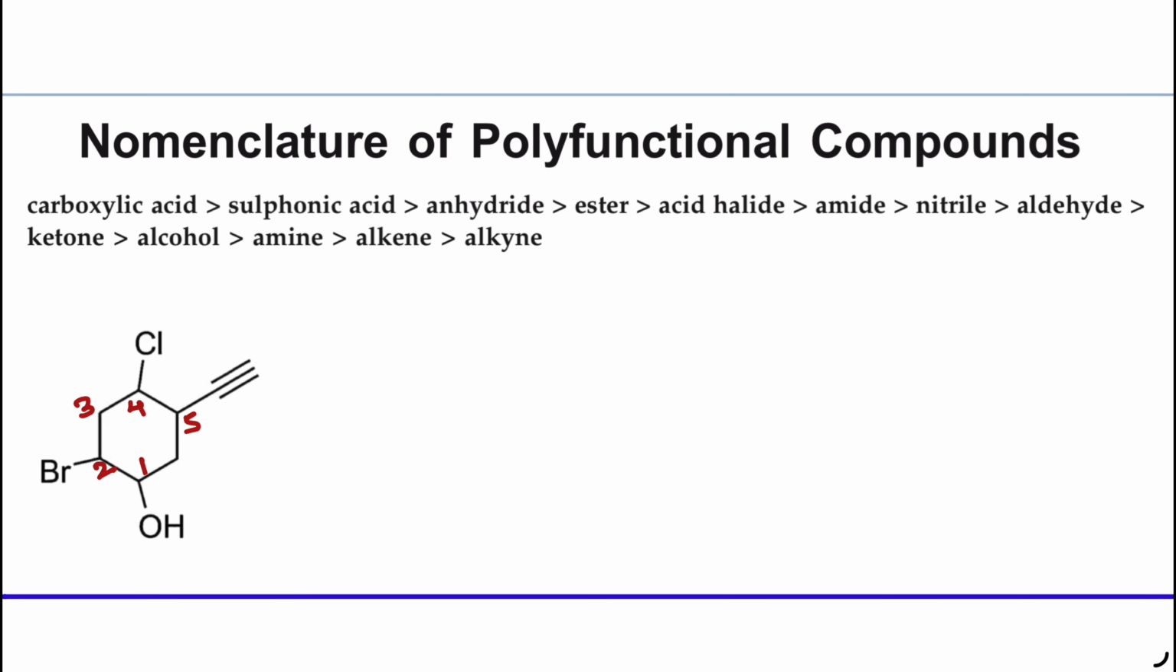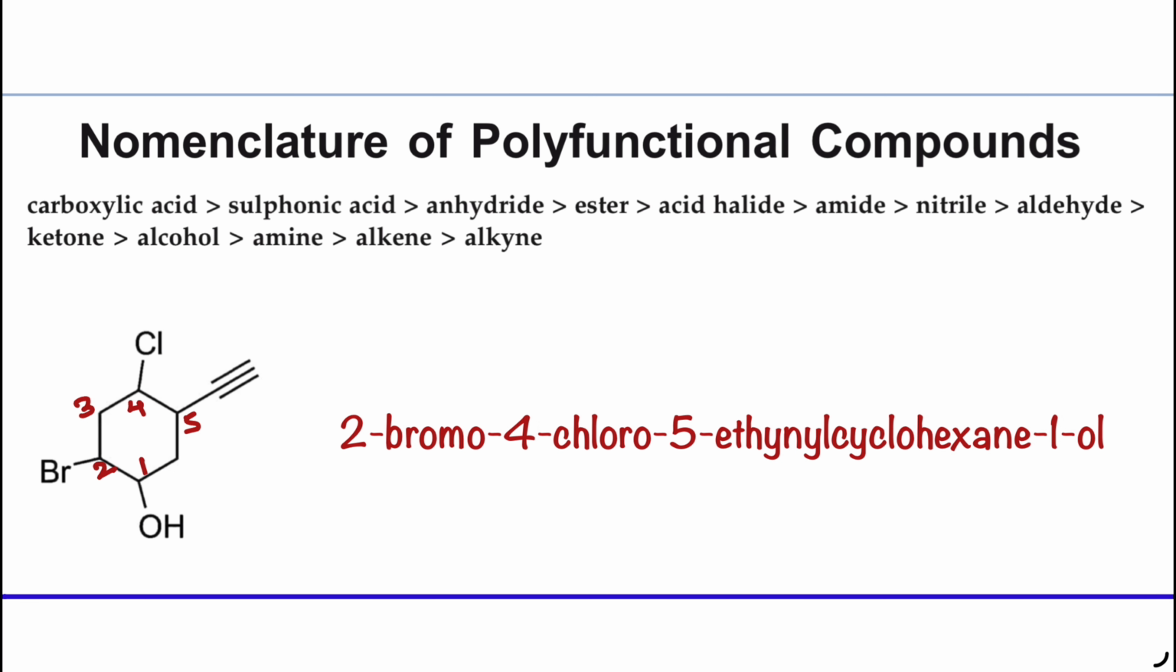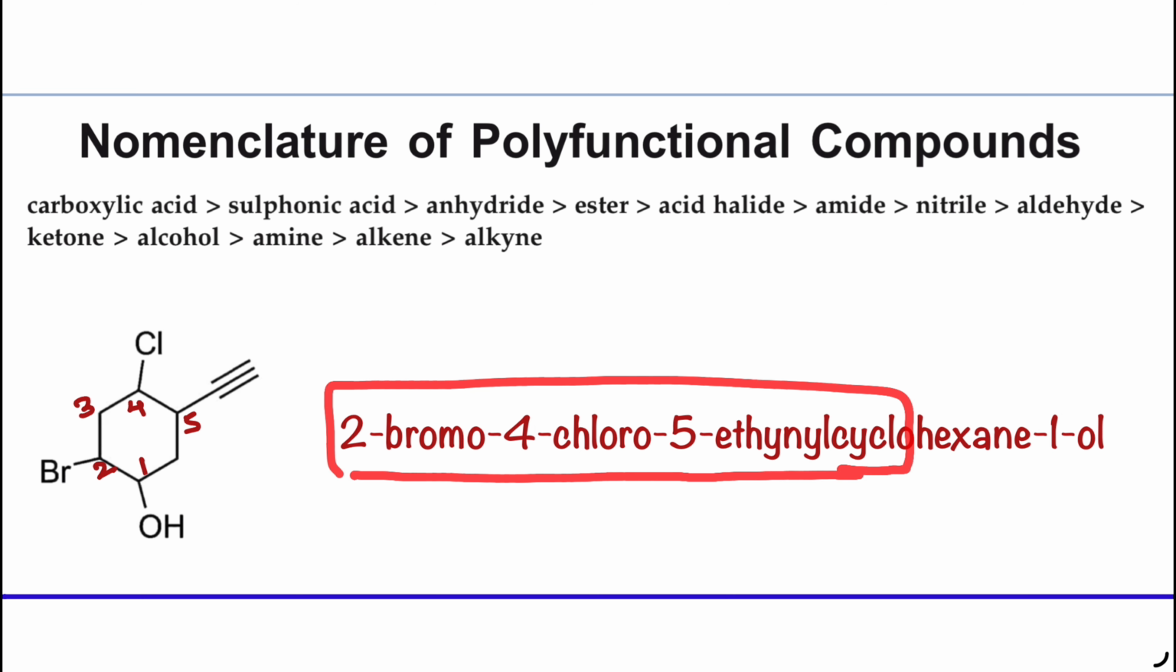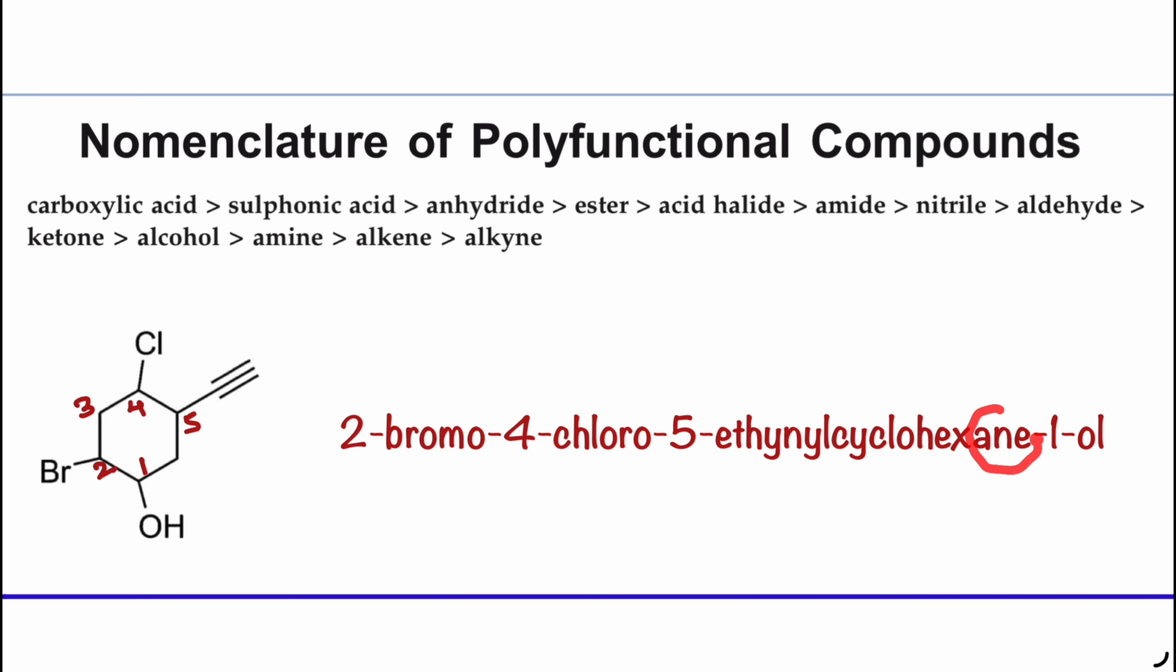If you use all those things, you will get 2-bromo, 4-chloro, 5-ethynyl cyclohexane-1-ol. So this part is a prefix part, up to here it is a prefix part. This is a root word. Hex is the root word, then primary suffix, secondary suffix.